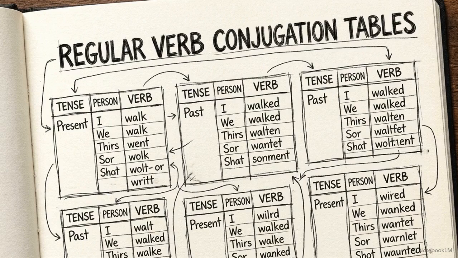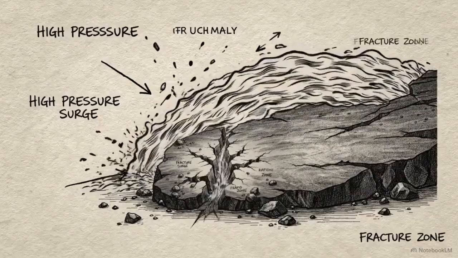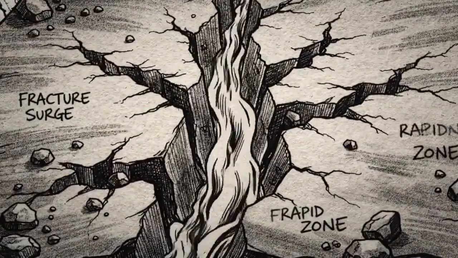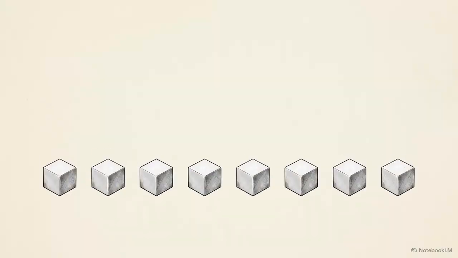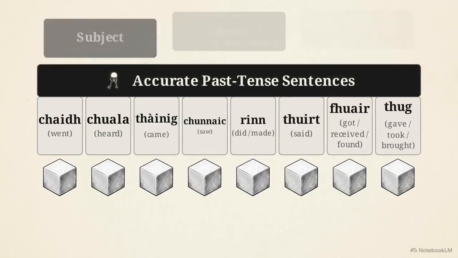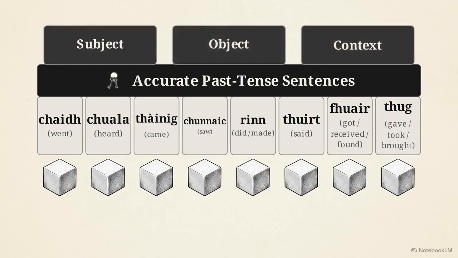Every language relies on predictable patterns and rules, but the most frequently used words often ignore those rules to carve their own paths. In Gaelic, these are the irregular verbs. In the next few minutes, we will cover the 8 most essential irregular verbs in Gaelic. By the end, you will have the specific vocabulary needed to build accurate past tense sentences.